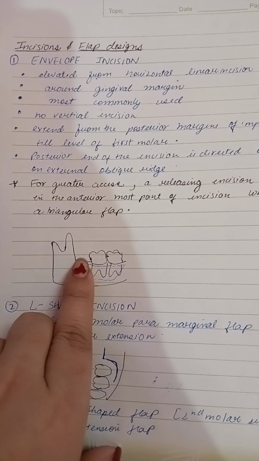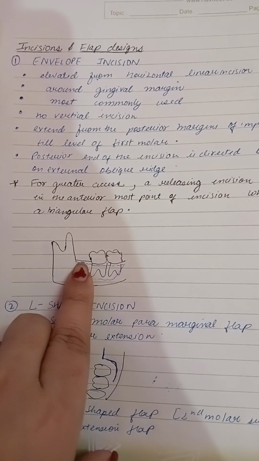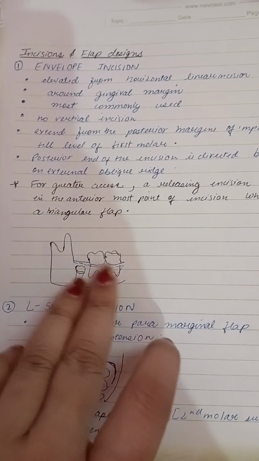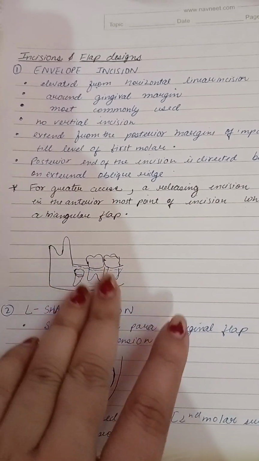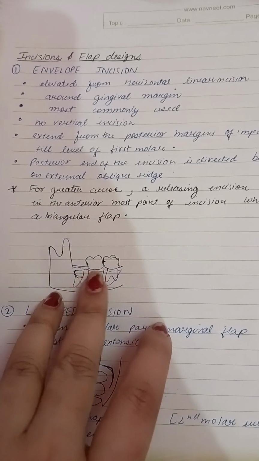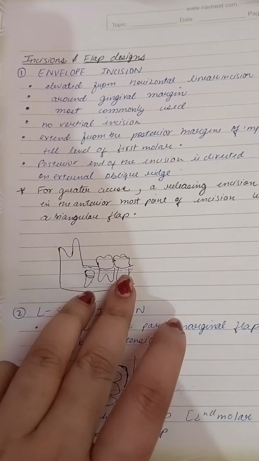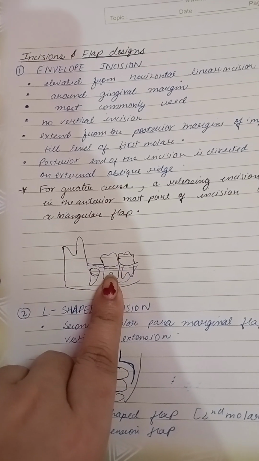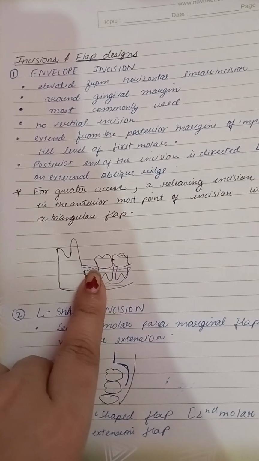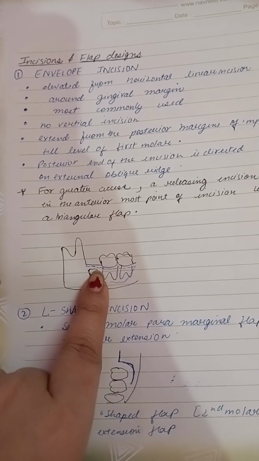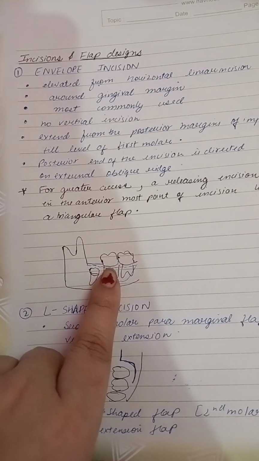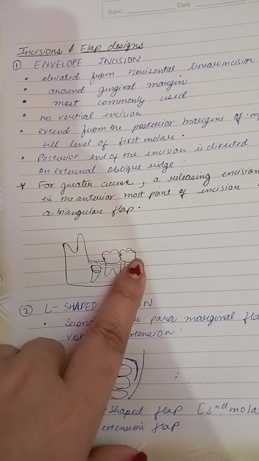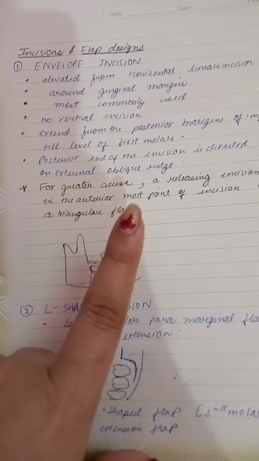Okay, this is the horizontal linear incision. The envelope flap is an elevated flap from a horizontal linear incision around the gingival margin, with no vertical incision.